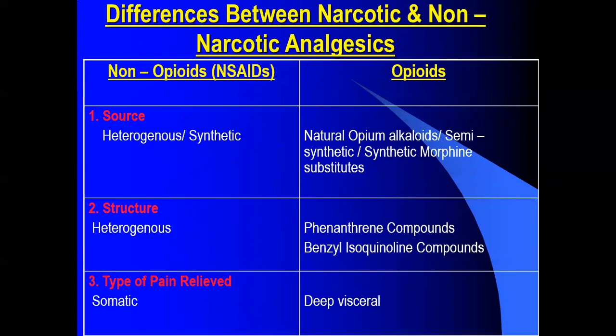Now, these are some of the very basic differences between the narcotic and non-narcotic analgesics. Narcotic analgesics are these opioids, the ones we were discussing. However, non-narcotic analgesics are the NSAIDs that we already discussed before, like aspirin, paracetamol, ibuprofen. These are some of the differences. I just tabulated them and summarized them for your convenience. Source: NSAIDs are heterogeneous synthetic, and the opioids are naturally occurring. Structure: NSAIDs are heterogeneous, they have different structures. However, opioids are phenanthrene compounds, basically made up of benzyl isoquinoline compounds. Type of pain relieved is somatic for NSAIDs. For opioids, it is deep visceral pain.